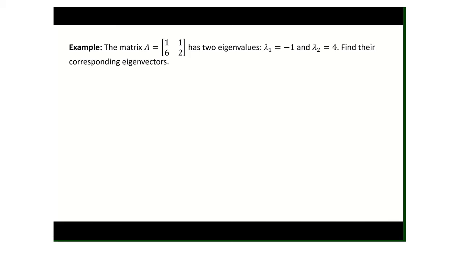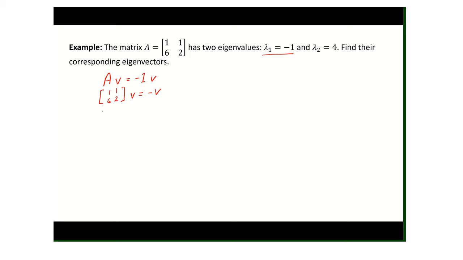So, as an example, here we have a matrix that has 2 eigenvalues. We're going to see how to find their corresponding eigenvectors. So I'm giving you the eigenvalues. Let's find the corresponding eigenvectors. So the first one, lambda 1 equals negative 1. So with our matrix, what does this mean? This means that A times some vector v is equal to negative 1 times v, and we're looking for v. So [1, 6; 1, 2] times v is equal to negative v.